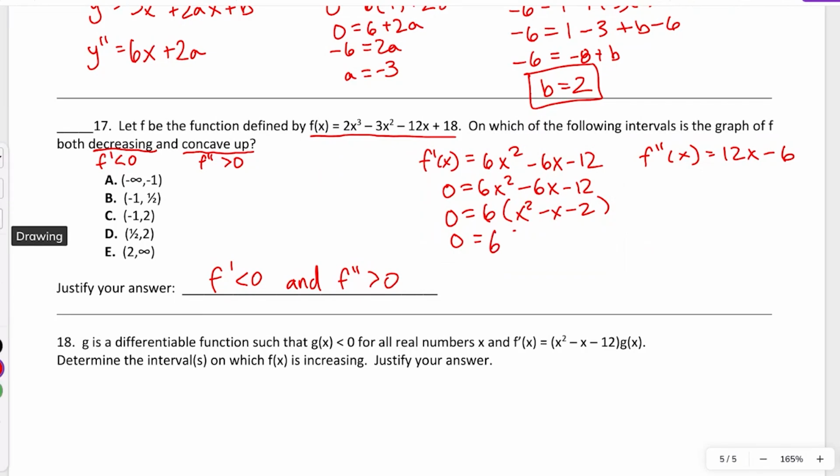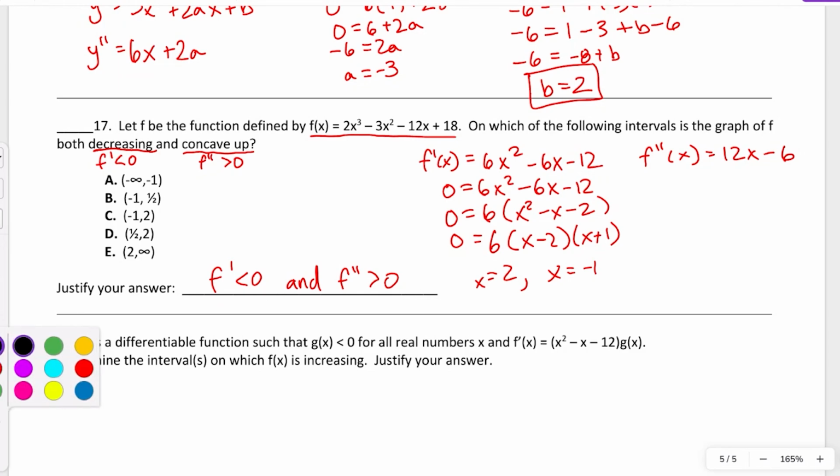So we could factor this as (x - 2)(x + 1), and we get x equals 2 and x equals -1. Those are my critical values for f. So I'm going to go ahead and start my number line chart for f prime with -1 and 2 on it. I'm just going to leave that there. We'll come back to the sign charts, but I also want to find a number line for f double prime.